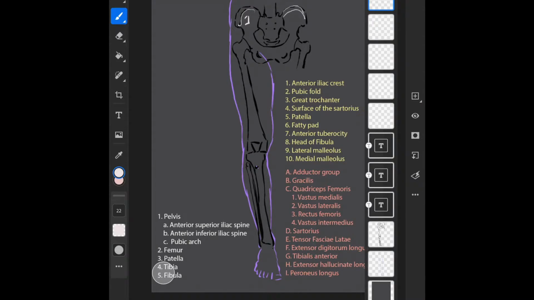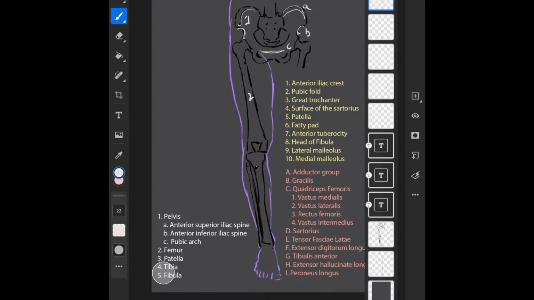And then the curve directly underneath the anterior superior iliac spine is the anterior inferior iliac spine. So that's going to be A and B. Then we have the pubic arch, which is going to be this area right here, C. Then working our way down, we have the great trochanter of the femur. So that's going to be number 2, the femur.